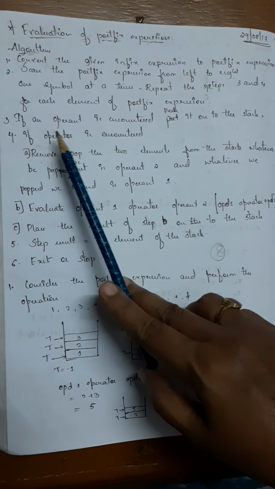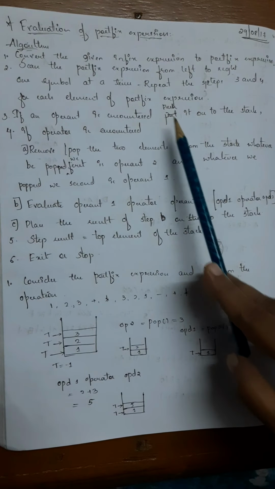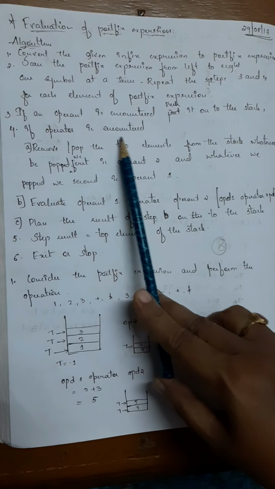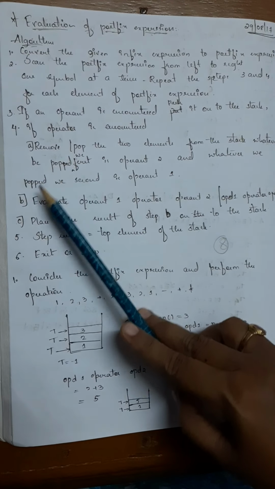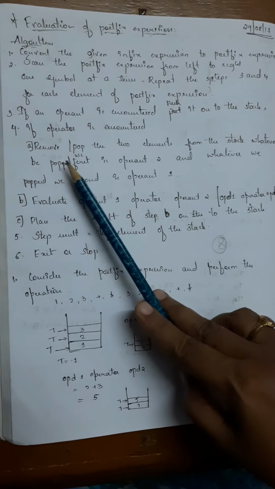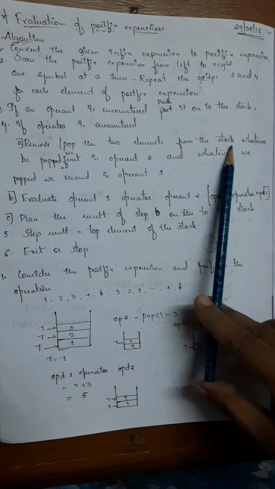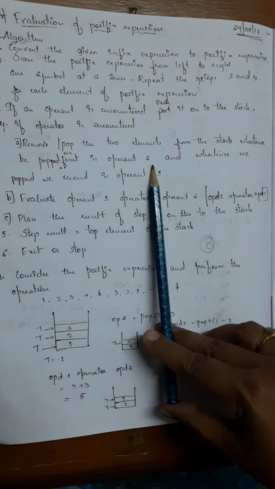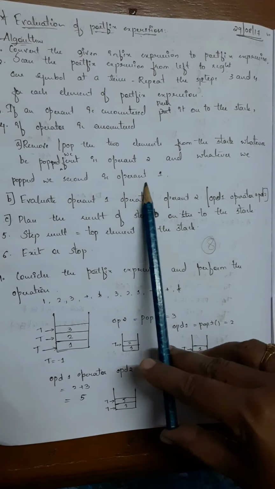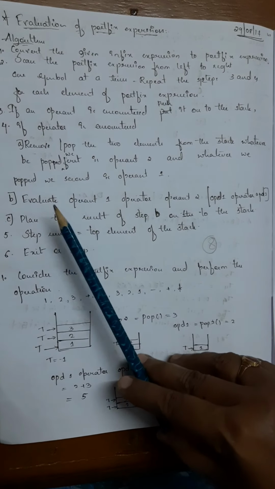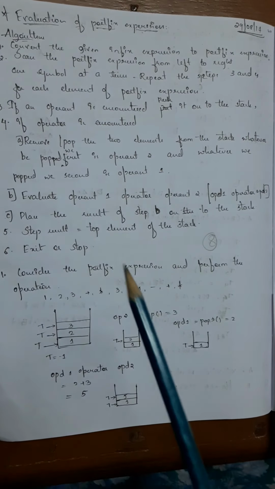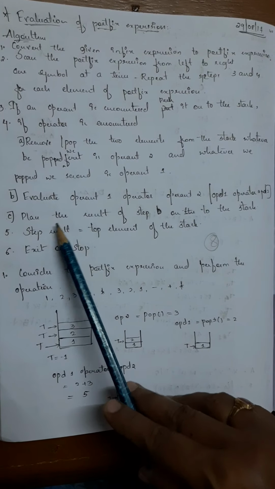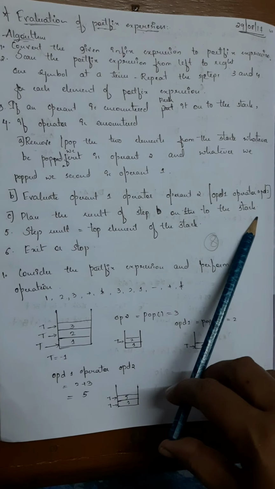In step 3, if an operand is encountered, then push that operand onto the stack. If the scanned symbol is an operator, then in step 4, A, B, C are to be performed. In step 4A, pop the two elements from the stack. Whatever we pop for the first time is considered as operand 2, and whatever we pop for the second time is considered as operand 1. In 4B, we evaluate the expression as operand 1, operator, operand 2. Then push the result of step B onto the stack top.